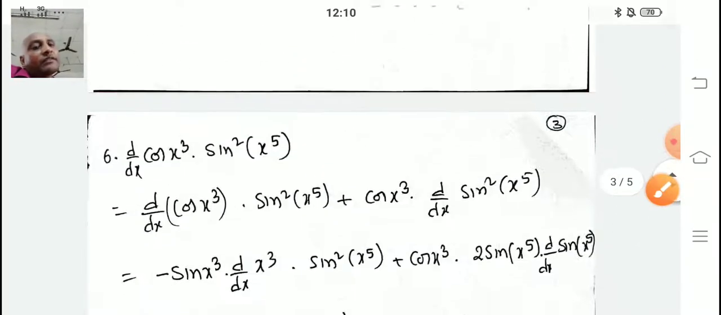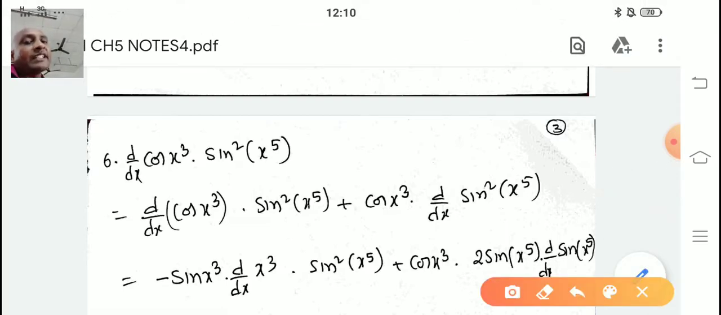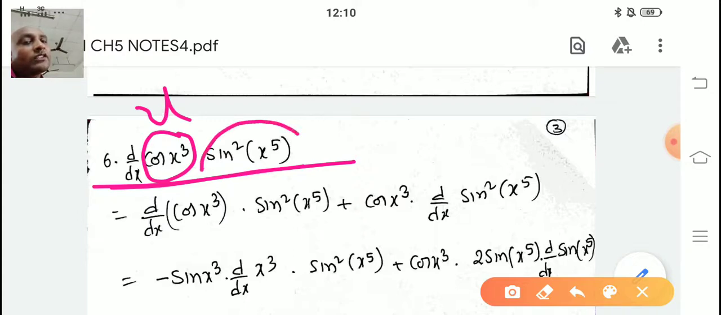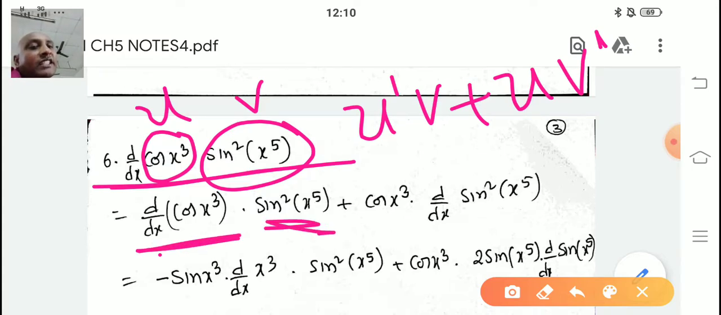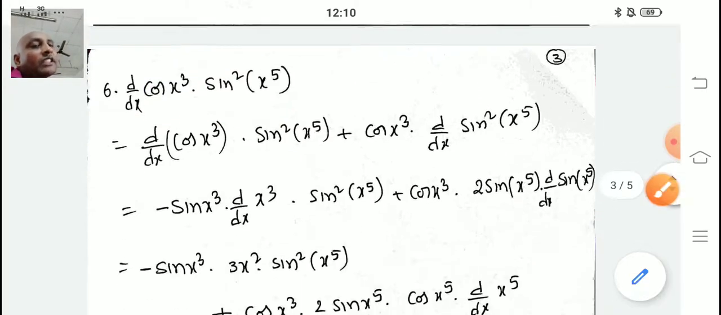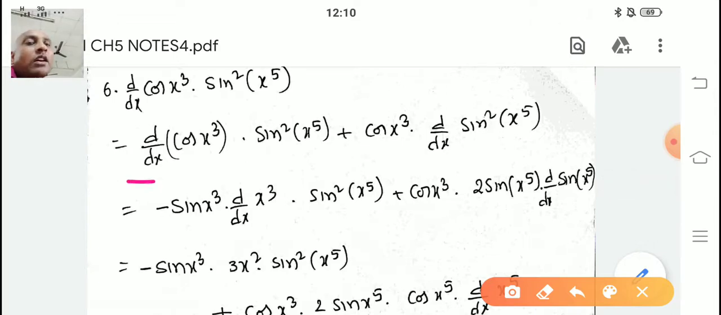Next, sixth question. The uv rule must be applied here. d by dx of cos x cube is u. Sin square x power 5 is v. So you apply the rule u dash v plus uv dash. So first u dash. This is d by dx of cos x cube. v is as it is. Then uv dash: cos x cube into d by dx of sin square x power 5. So how to differentiate it? Look. Cos x cube derivative.